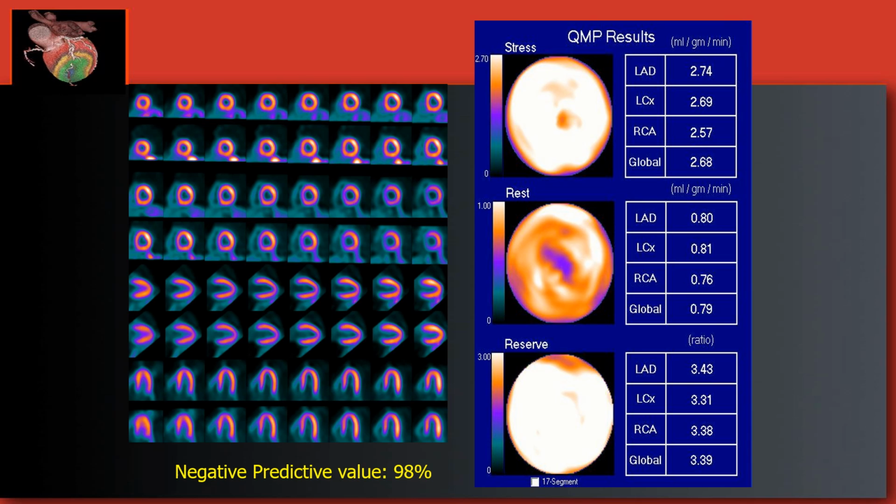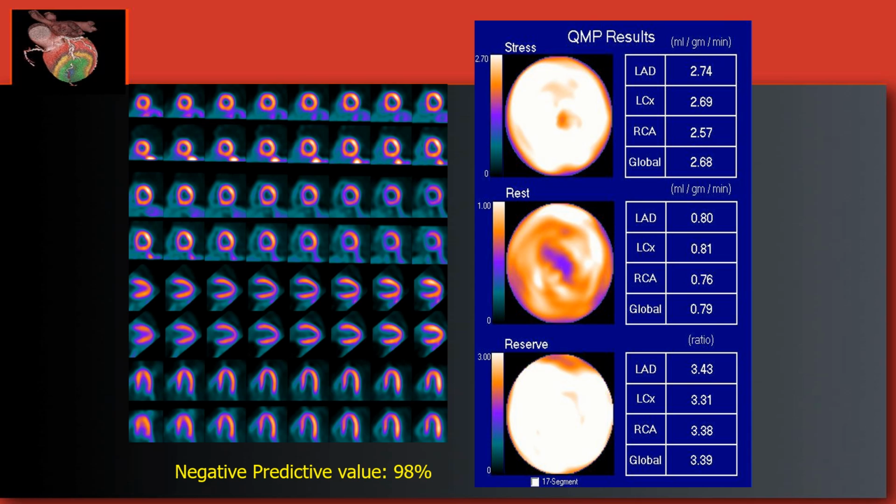I do want to point out here that the apex looks a little thinner, and that's perfectly normal. You see that on PET because that happens normally with aging, and PET has better spatial resolution. So we see it on PET and we don't see it on SPECT, but it's normal.